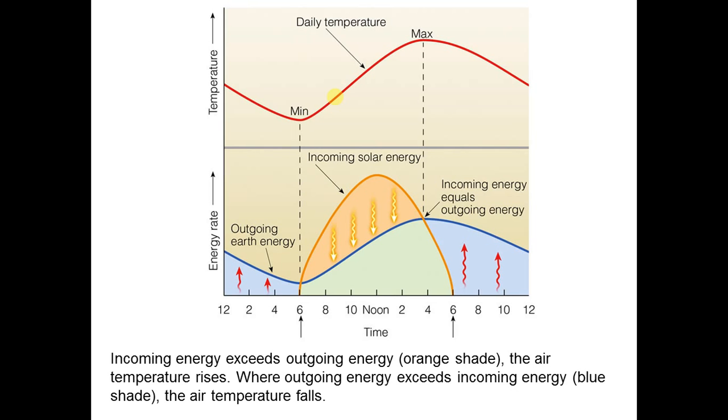Okay, notice as the Earth's surface becomes warmer and warmer during the later morning hours into the afternoon hours, the surface is emitting more energy. Okay, and when temperature begins decreasing in the late afternoon, early evening, the Earth emits less energy. So that's pretty interesting.